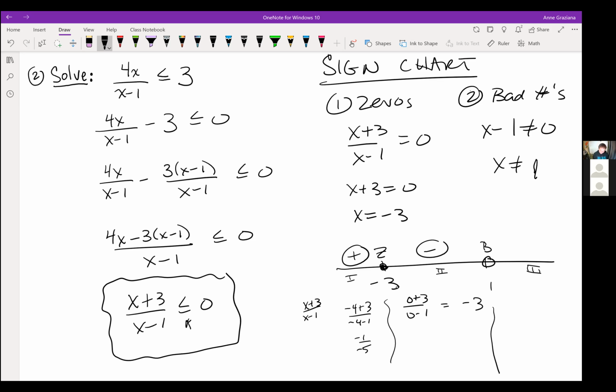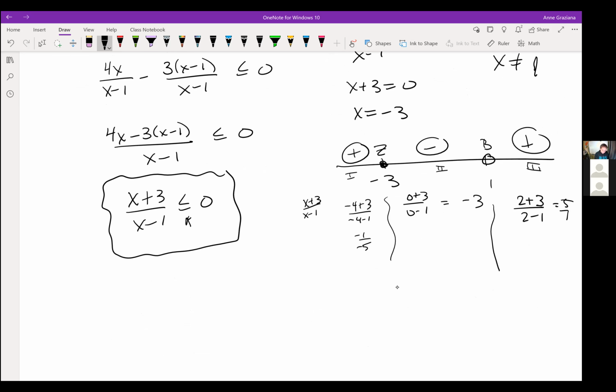Okay, third region, I'm going to pick 2. So 2 plus 3 over 2 minus 1 is 5 over 1, which is positive. So we get positive, negative, positive. Go back to your question here. It's saying, when is this going to be less than 0? So it's the middle. It's going to be this part right here because it's less than, okay? And so my answer is going to be -3 included to 1 not included.